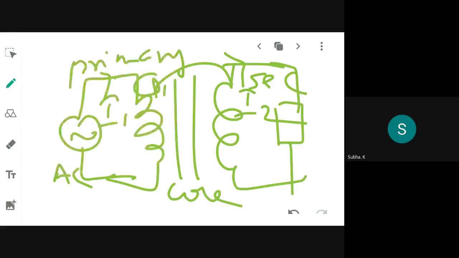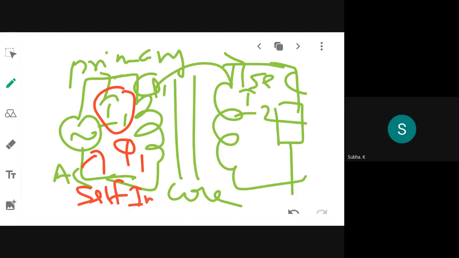Here you are giving supply, current starts to flow, and flux is set up. Because of this flux, you will have an EMF. What EMF is that? Self-induced EMF. Because of its own flux, because of its own current, an EMF is generated. So that EMF is called what EMF?